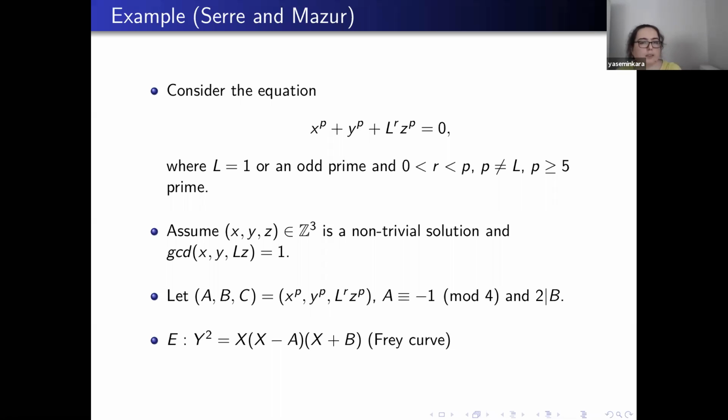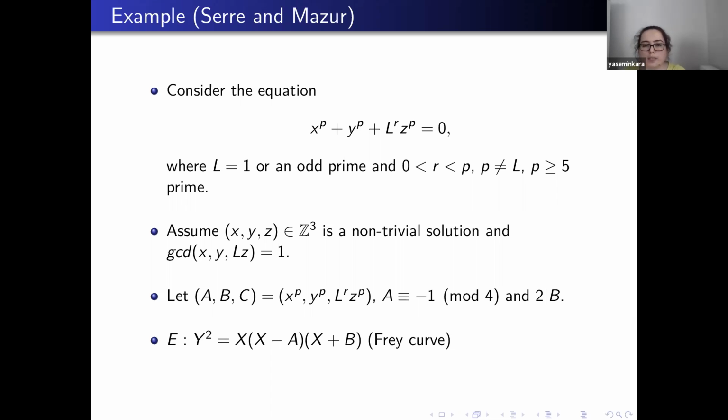Here, L is either 1 or an odd prime. P is bigger than or equal to 5 and prime. P is not equal to L. And actually, you can assume that R is bigger than P, but it doesn't matter, because then you can absorb p powers of L into z to the p. So you can assume that R is actually between 0 and p. And here you see that if L is 1, actually this is the Fermat equation.